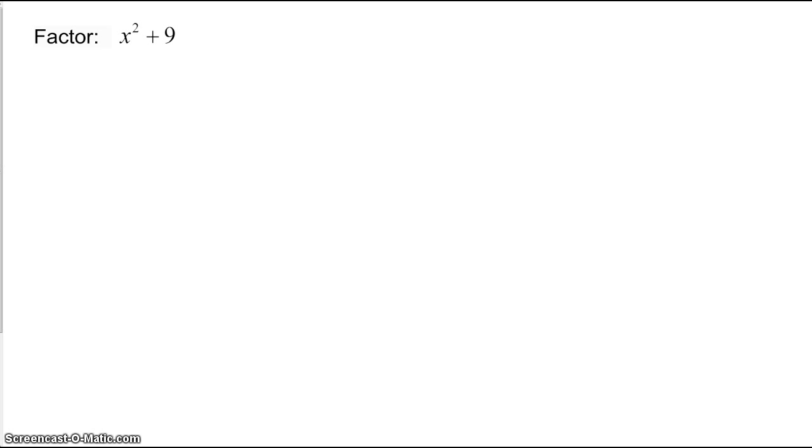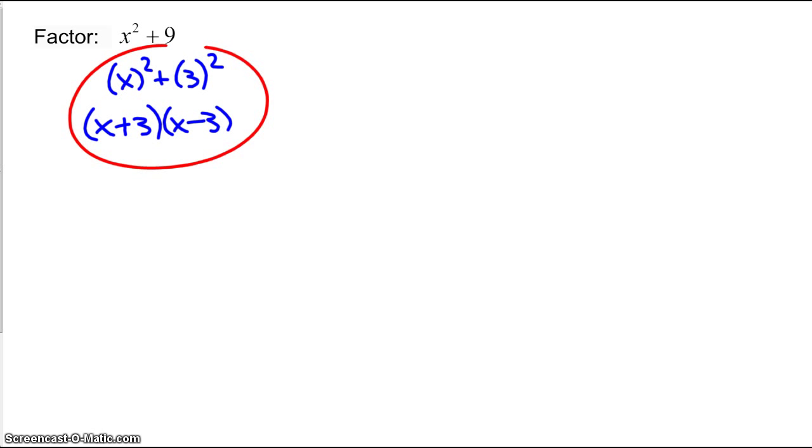Now you might be tempted to say, okay, this is x squared plus 3 squared, and say that this is x plus 3 times x minus 3. But the problem is, that's wrong. And the reason why is this pattern only works if this is a subtraction sign. Since that's addition, we can't factor. In fact, x squared plus 9 is already factored as much as we can factor. So don't make the mistake of using this technique when there's a positive there. It's got to be a subtraction. All right, that's difference of squares.